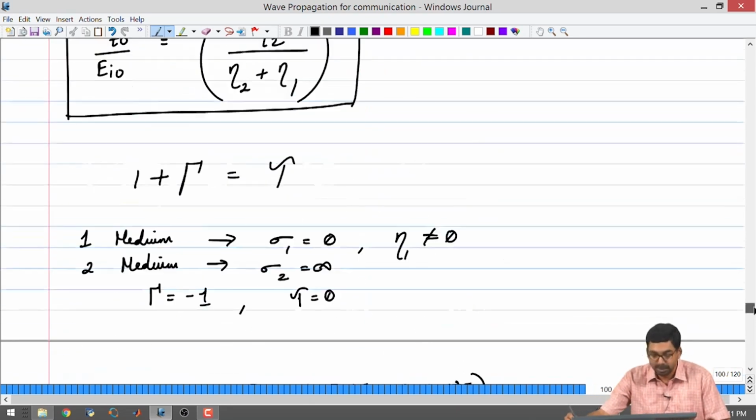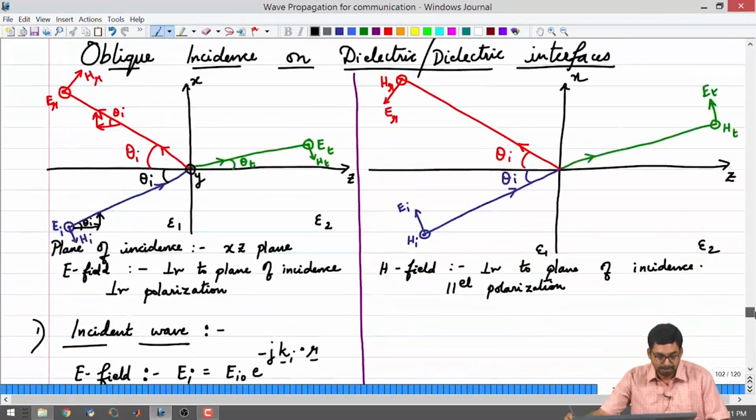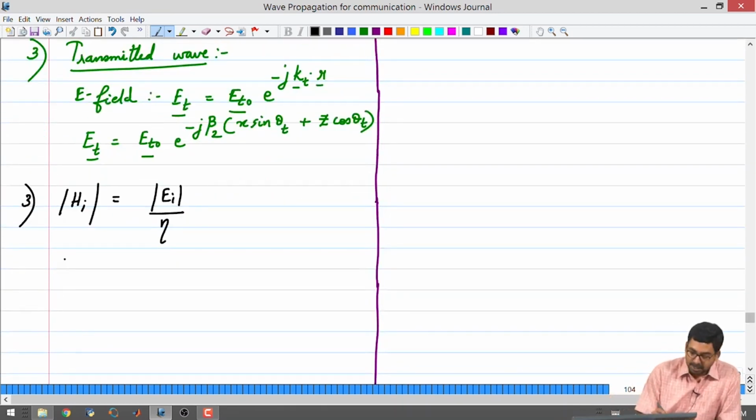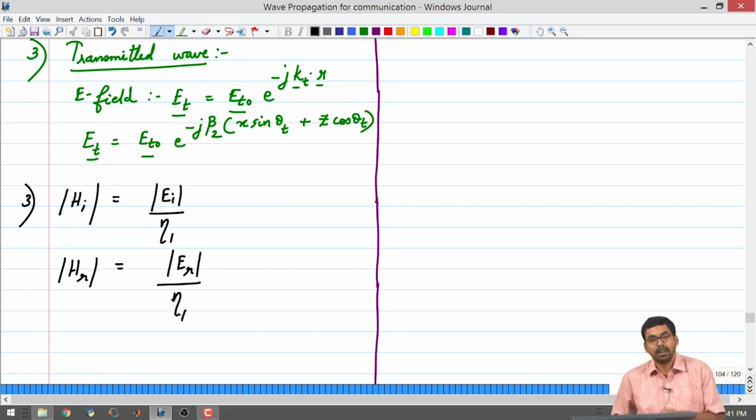Wait, which configuration are we seeing? Oh, it is in the xz plane, sorry. Okay, H_R is simply E_R divided by eta, and just to be specific, I will mark this as eta 1 for these two cases because they are in the same medium.